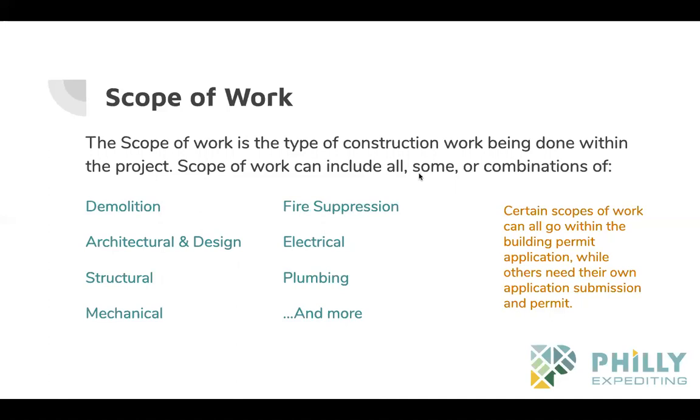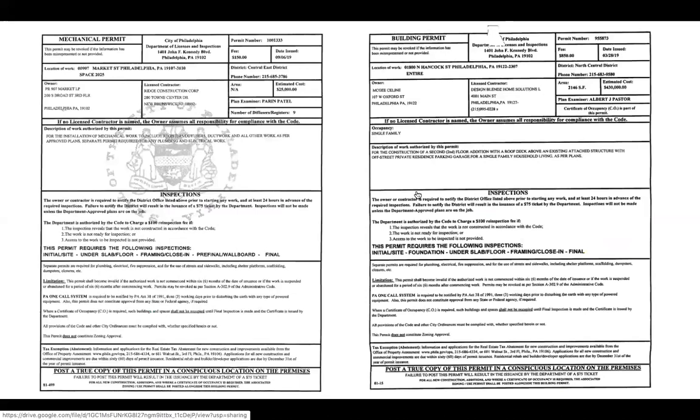And then as you've probably learned by now, certain scopes of work can all go within the single building permit application, while others need their own application submission and permit. Obviously electrical is its own permit, plumbing is its own permit, but some can be combined. The one that's most important to remember is a mechanical permit scope can be applied for on a normal building permit application, but the city's actually gonna, so you apply with one application, but then you receive 2 permits and 2 permit costs.